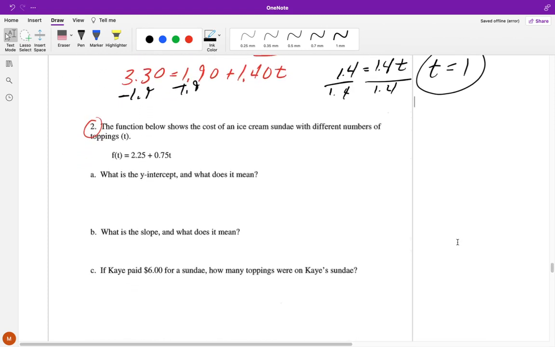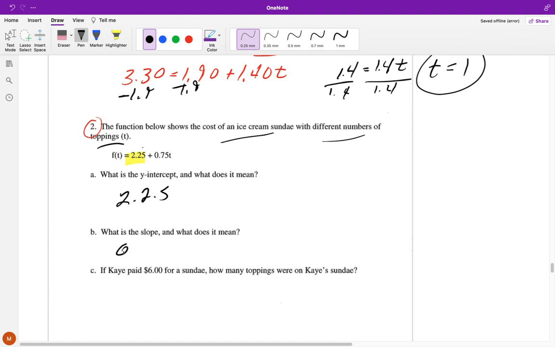All right, the same thing is for each of these. For this one as well, what is the y-intercept? Well, it's the number that's being added or subtracted, so it's 2.25. And what does it mean? It says the function shows the cost of an ice cream sundae with different number of toppings T. So once again, this is how much the ice cream costs before we get any toppings. The plain ice cream sundae is $2.25.